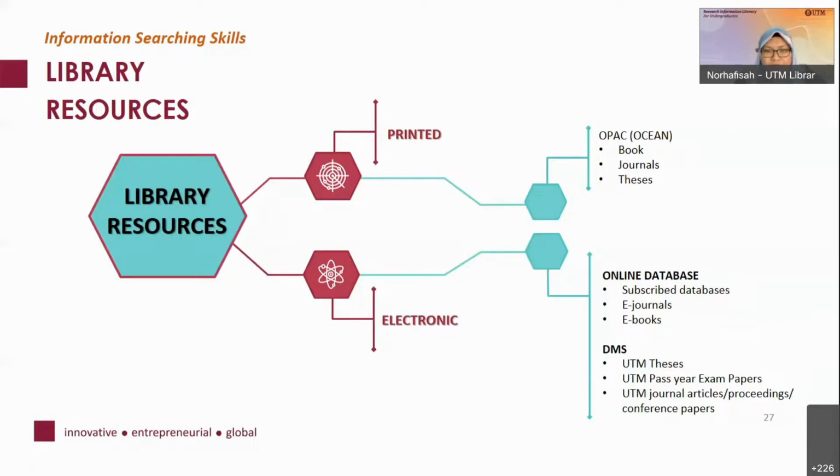The electronic resources are also in our DMS, also known as Document Management System. In the DMS, you can search the UTM thesis, past year exam papers, journal articles, and so on. From now, you need to know about our library sources, which are in two categories: first is printed and second is electronic. You must know, when you find information, which one you want, electronic or printed.